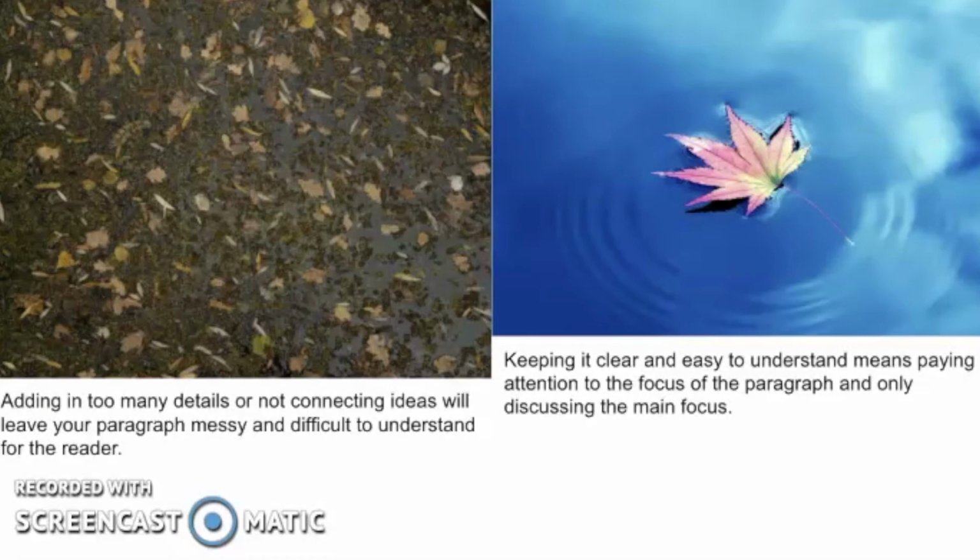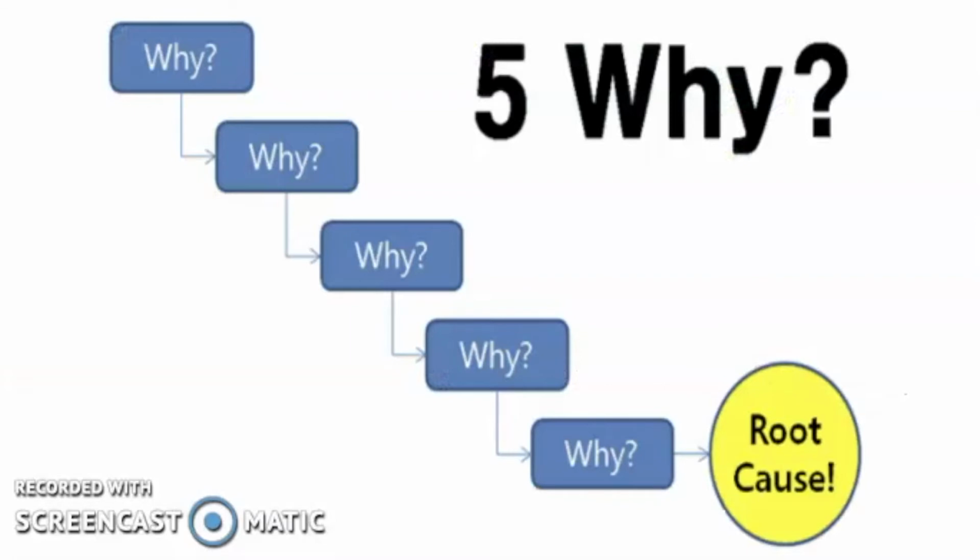So if students are adding in too many details or not connecting ideas, it will leave the paragraph messy and difficult to understand. Keeping it clear and easy to understand means paying attention to the focus of the paragraph and only discussing the main focus. To help students to drill down into their main idea and be clear about what they are writing about, ask them why 5 times until they get to the root of their paragraph's purpose and they understand exactly what they are writing about and why they are writing about it.